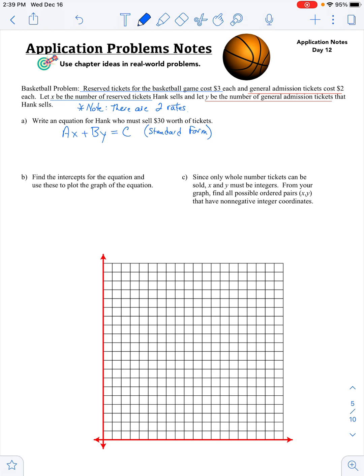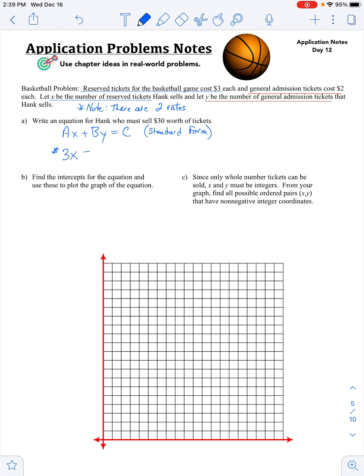And what I want you to do is to think about that. If Hank was to sell one reserve ticket, that would cost $3. If he sells two reserve tickets, that's going to be 2 times 3, which is $6. If he sold 3 of them, it would be 3 times 3. If he sold 4 of them, it would be 4 times 3. So the idea here is that Hank is going to be charging or selling $3 for however many reserve tickets he sells.